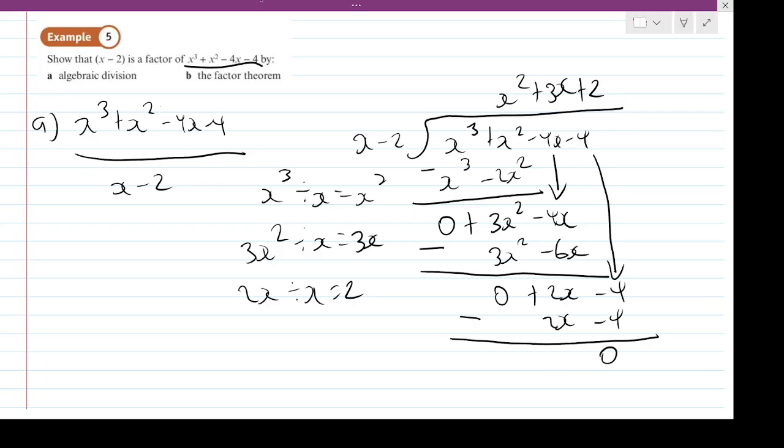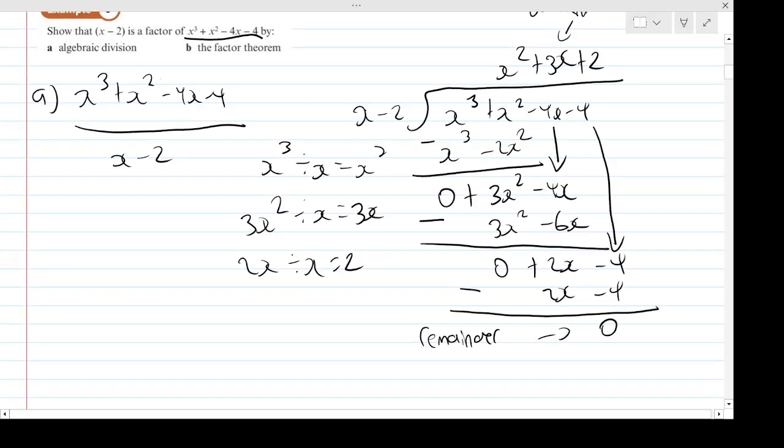Remember, this was the quotient, the thing on top of the bus stop, and that's the remainder. That's how much we have left over. And so the remainder is 0. That means there's nothing left over, which means that this x minus 2 has to be a factor. So no remainder, hence x minus 2 is a factor.